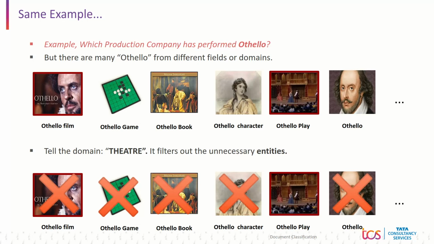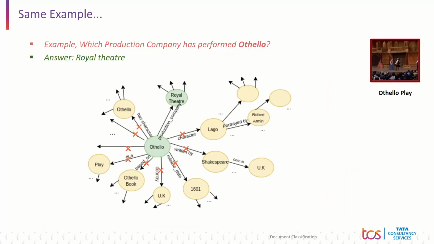Now after identifying the correct Othello, the second task is to retrieve the correct relation among all the relations tagged to this Othello, which is the production company. And after identifying the correct mentioned entity and the relation, we end up at the Royal Theatre, which is the answer to this query. For more details, visit our paper.